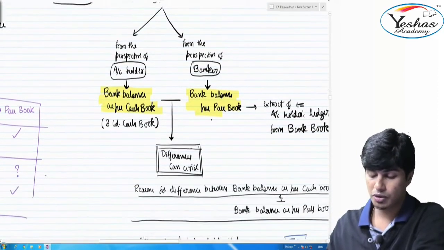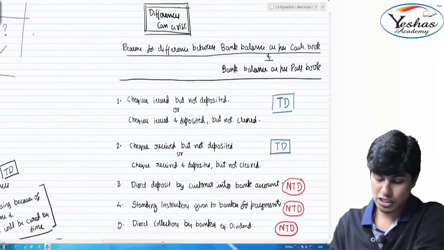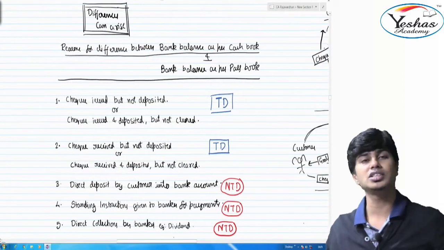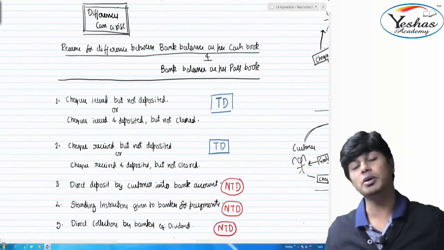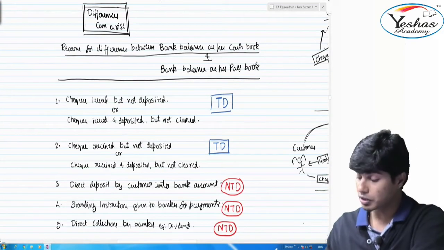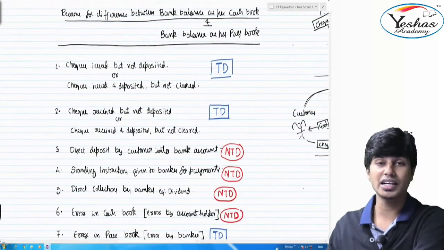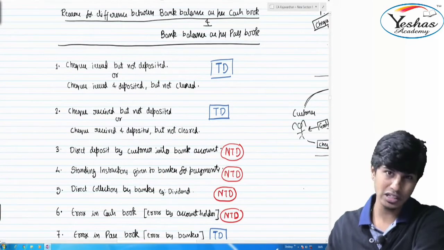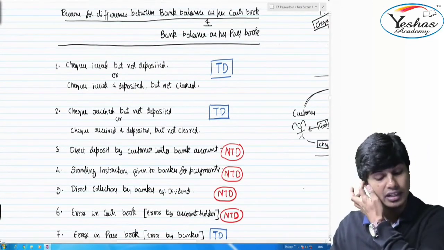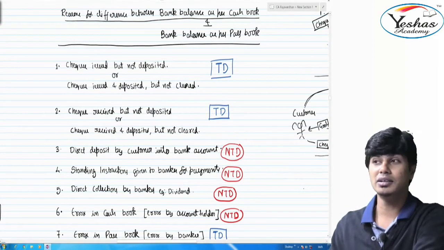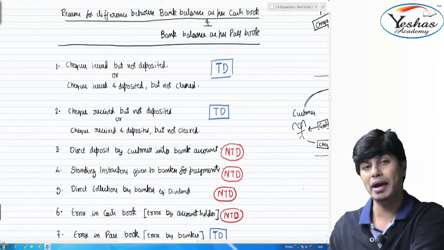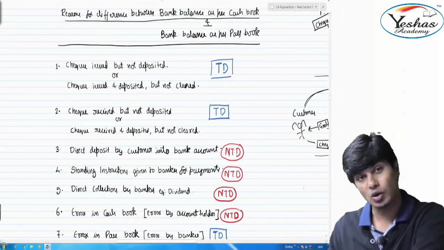Whenever we talk about differences, they can be checks issued but not deposited, or checks issued and deposited but not cleared, which is a timing difference. Checks received but not deposited, or checks received and deposited but not cleared, timing difference. Direct deposit by customer into bank account, which is non-timing difference. Then we had standing instructions given to the banker to make payments, non-timing difference. Payments and receipts directly collected by the banker on our behalf are again non-timing difference.